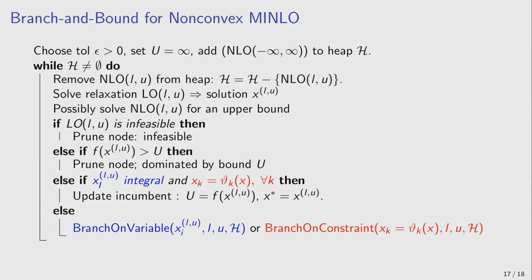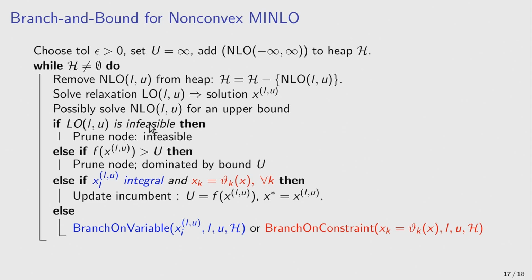So this is the branch and bound for non-convex mixed integer nonlinear optimization. And it's very similar to the branch and bound that we've seen earlier. You remove a nonlinear optimization problem from your heap. You initially put the continuous relaxation of the mixed integer nonlinear optimization problem on the heap. Then you solve a relaxation, so this gives you a lower bound, and you let this solution be XLU. And you can possibly get an upper bound too. If you want to, you can do this as well, and that could be useful.